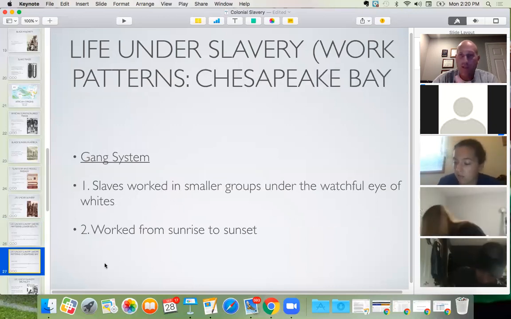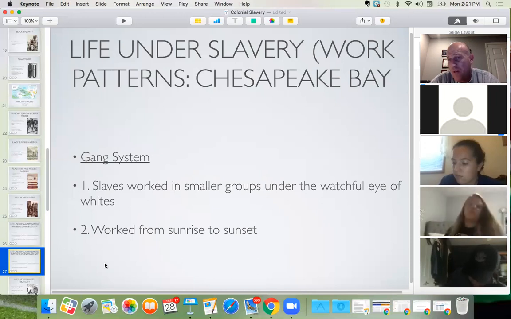The gang system is the one that maybe you're most familiar with. And this is going to become more and more a part of the Deep South with cotton. Okay. Rice in South Carolina kind of begins this type of system, but cotton is really going to bring this type of system on, where slaves worked in smaller groups under the watchful eye of whites. So here you're working from sunrise to sunset, and you've got an overseer who's watching your every move. So there's less independence in the system, if there's any independence in slavery. This is the one that we tend to associate with when we think of slavery. Okay.